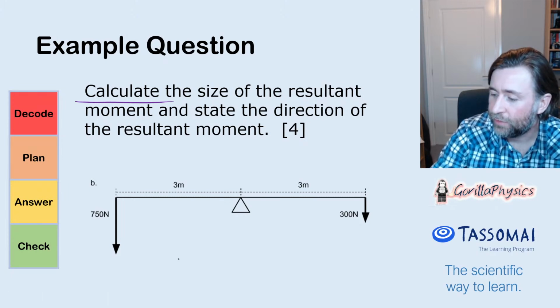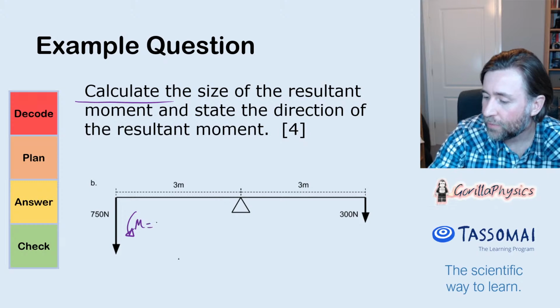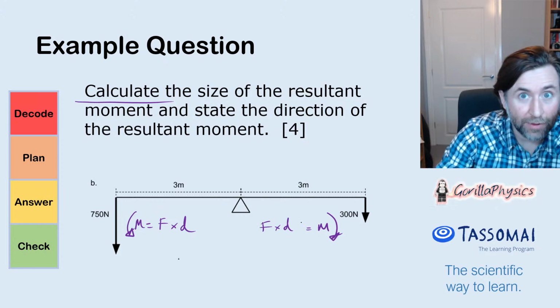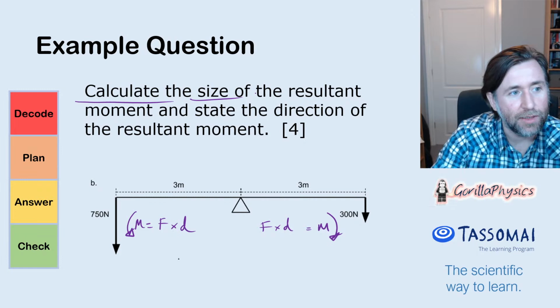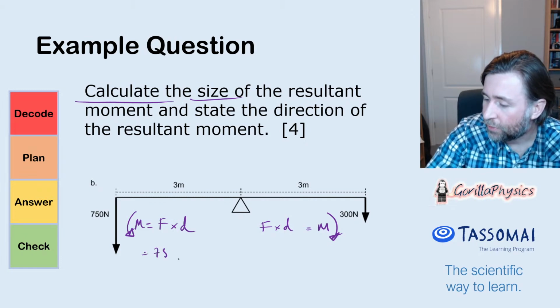So we actually have to do two things here. We have to first of all work out the moment in this direction, that is the anti-clockwise direction. Okay, that is a force times a distance. And we also have to work out the moment in this direction, which is also the force times the distance. And then we have to say, well, which one is bigger and what size is it? And say which direction is that turning the seesaw, the fulcrum. So this is 750 newtons multiplied by 3 meters.